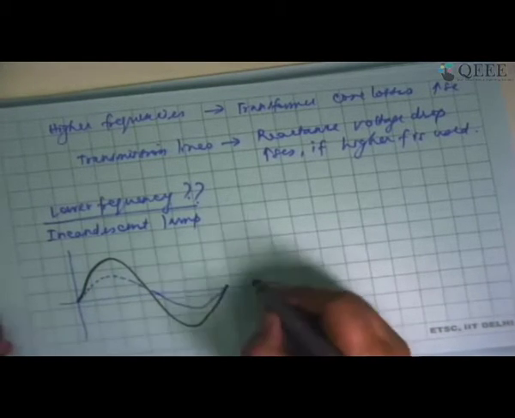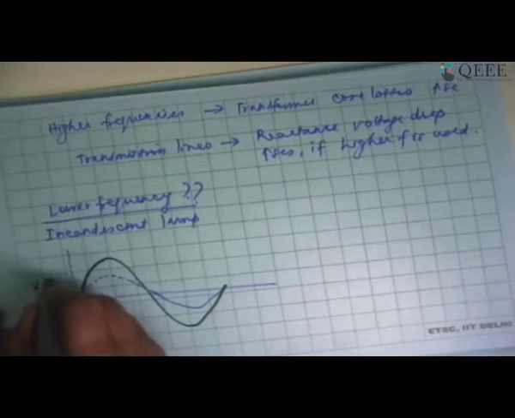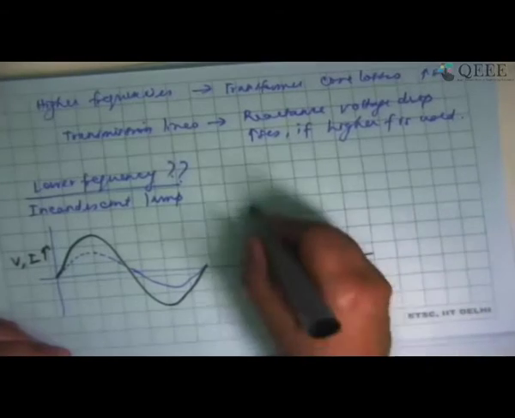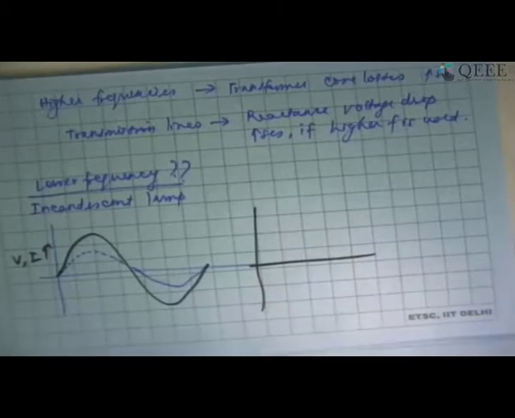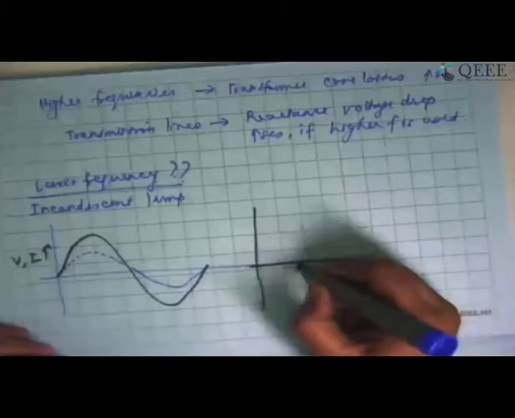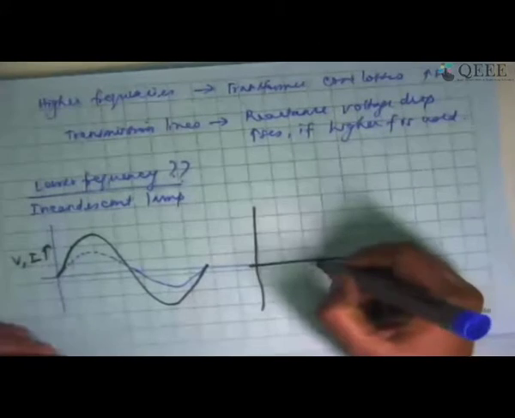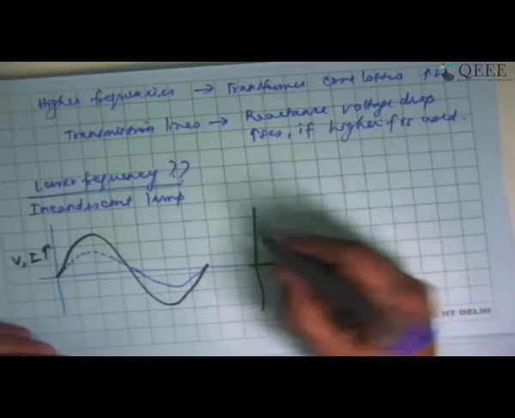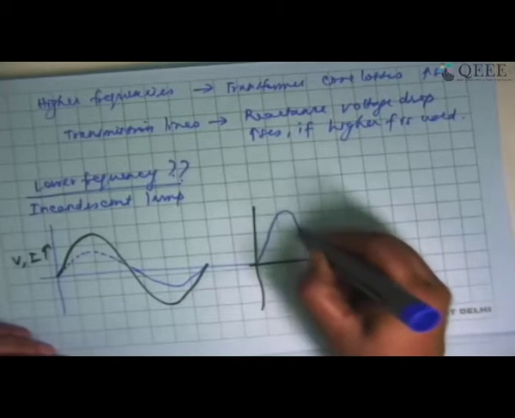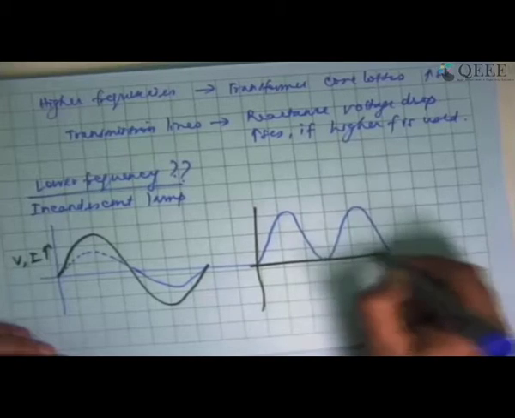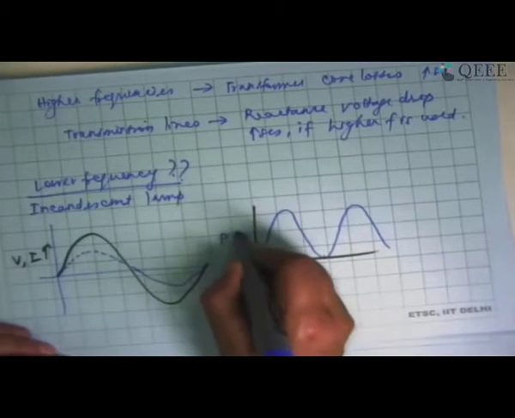Now if I look at the power, this is V and I, both I have drawn. The power is going to be essentially oscillating at twice the frequency because I'm going to have both voltage and current to be positive. So I'm going to have the power going like this. This is how the power will be. So the power oscillation is like this.